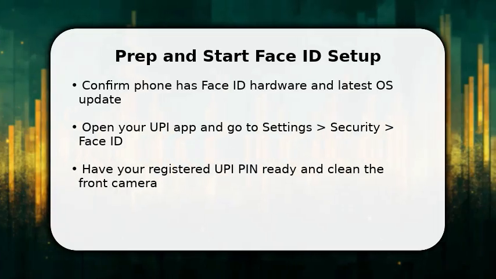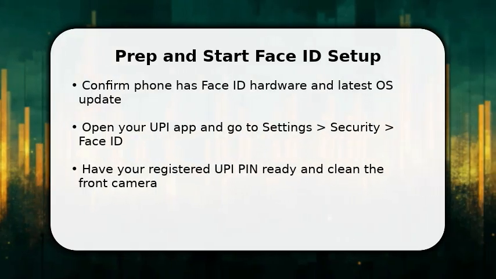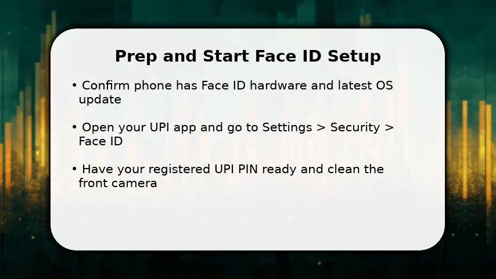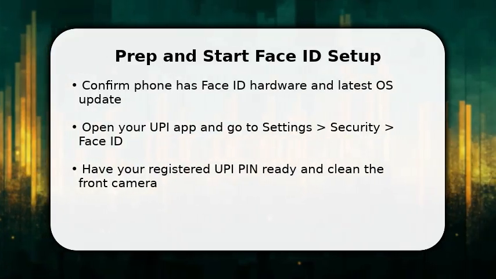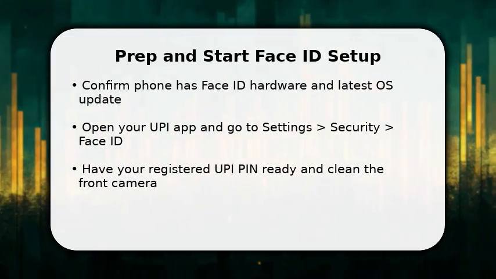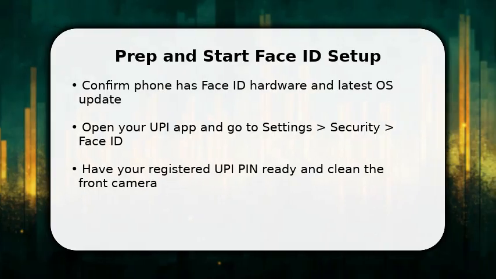You begin by confirming the phone supports Face ID and that your UPI app is updated. Once done, open the app and navigate to security settings. Choose Face ID for payments and grant camera and biometric permissions when prompted. You will be asked to verify with your existing UPI PIN, so enter it now.